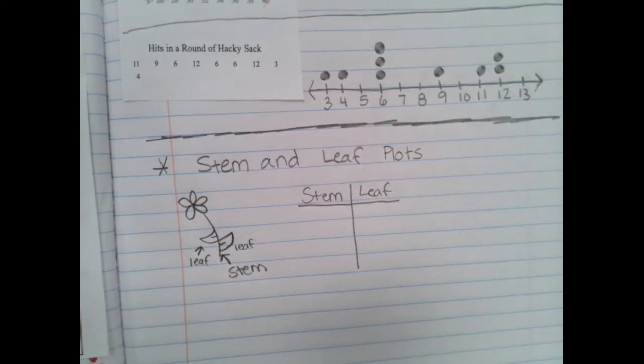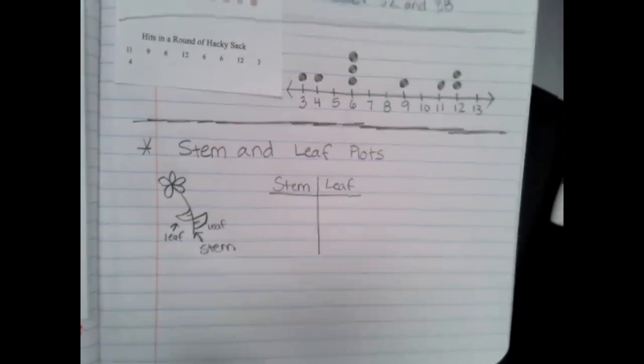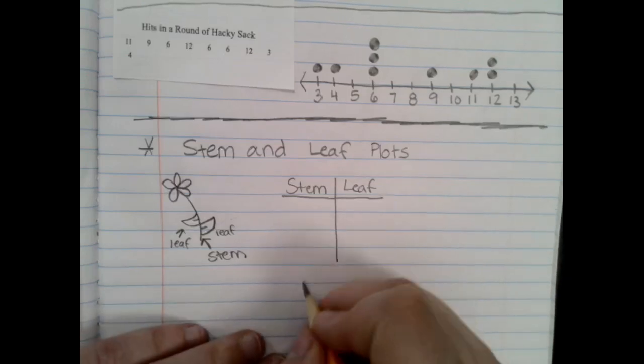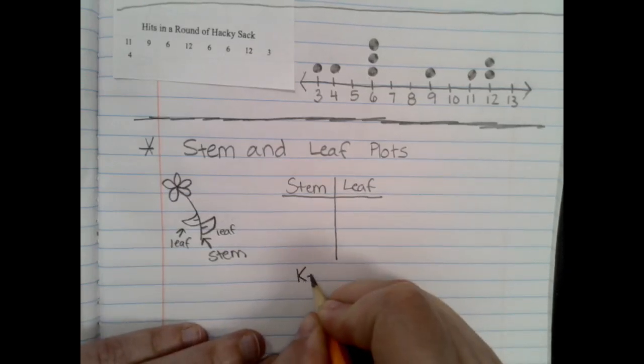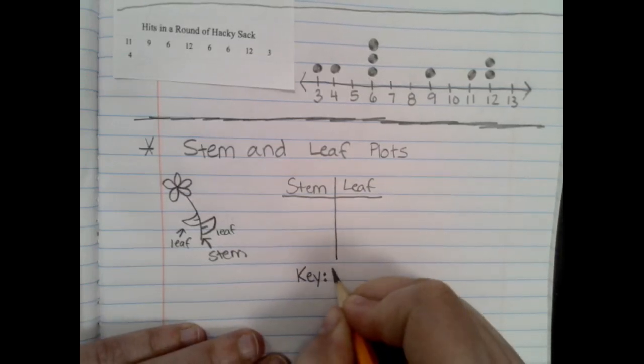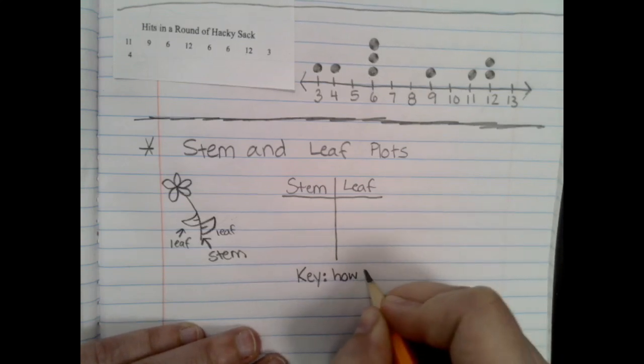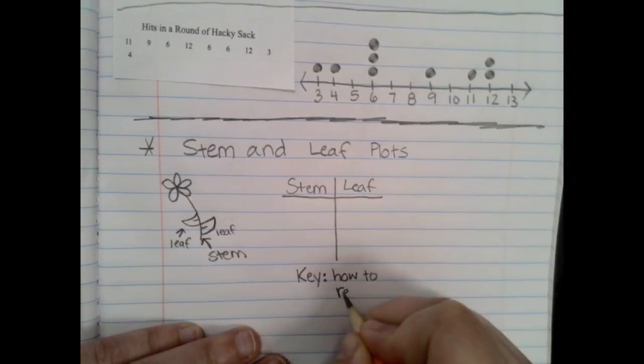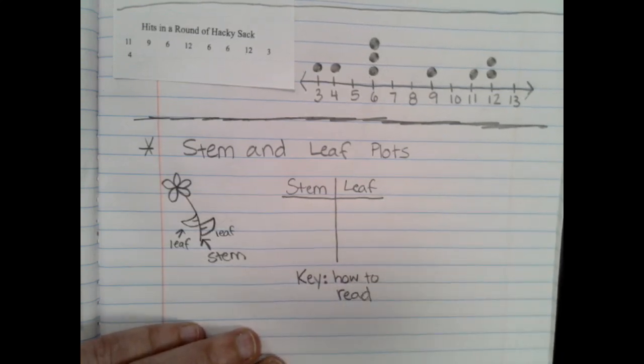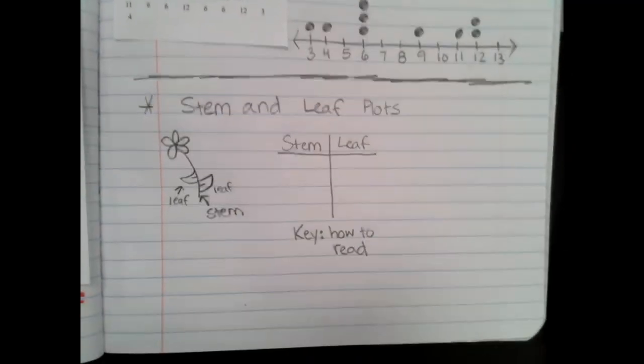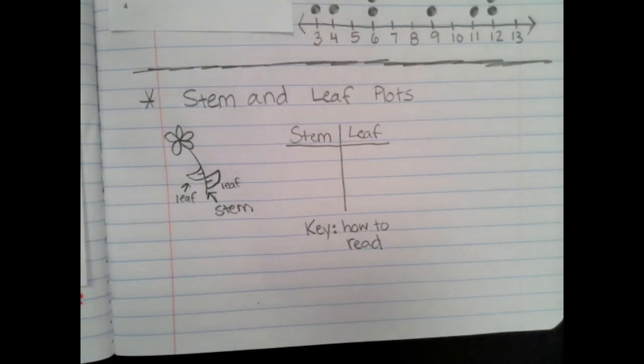One of the most important parts of a stem and leaf plot is the key. The key is really important. The key is going to tell us how to read the stem and leaf plot. Similar to when you look at a map, sometimes a key can tell you which cities are capitals or where the libraries are located or the police stations. There are little symbols on the map or the star that says you are here.